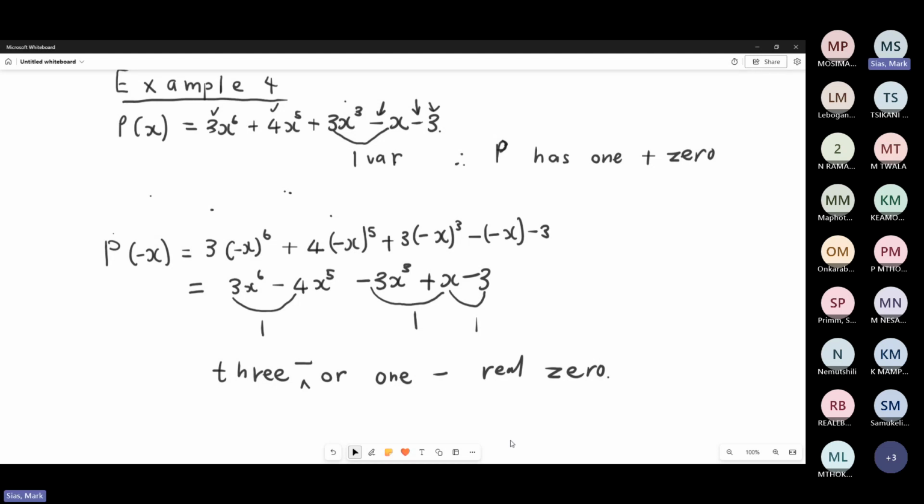Remember that we had 3 variations in sign, and Descartes' rule says the number of negative real roots is the number of variations in sign in P of minus x, or always less than that by an even whole number. The first even whole number is 2, so 3 minus 2 is 1. Those are for the negative real roots. In the first instance, we only had 1 variation in sign. If you subtract 2, 1 minus 2 is minus 1, so it doesn't make sense. So for P of x, it will have 1 positive real root.